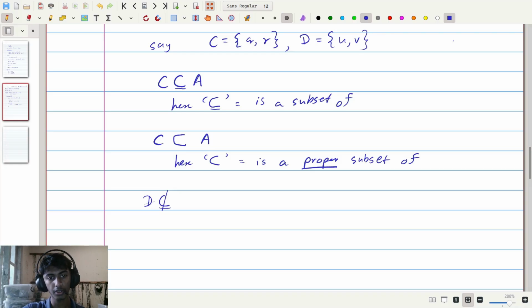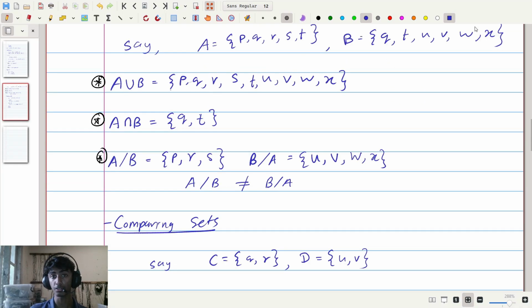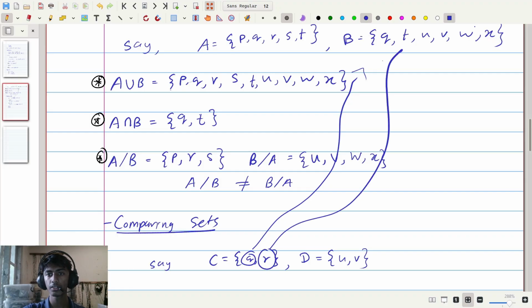D is not a subset of A, and similarly we could also say that C is not a subset of B. So what this means is that we do not have the condition that all the elements in D are found within A, which in fact is true. This is not found in A. Similarly, this is not found in A. And also the second statement, I said that C is not a subset of B. Even though Q is found in B, R is not found in B. So because of this condition, C is not a subset of B.